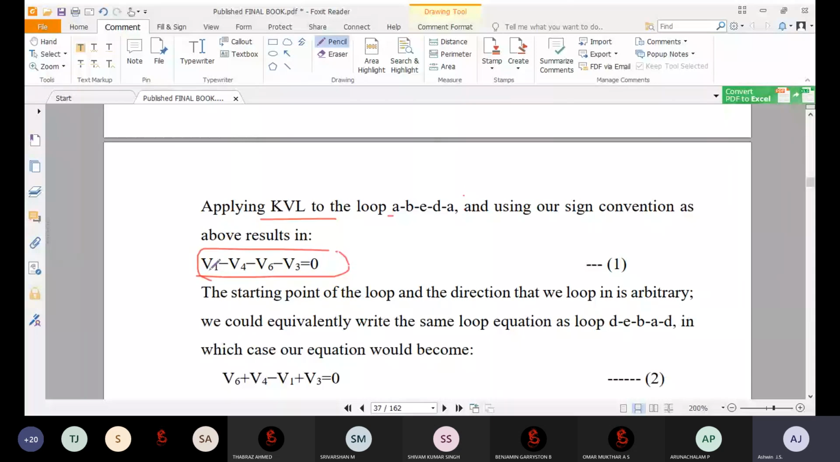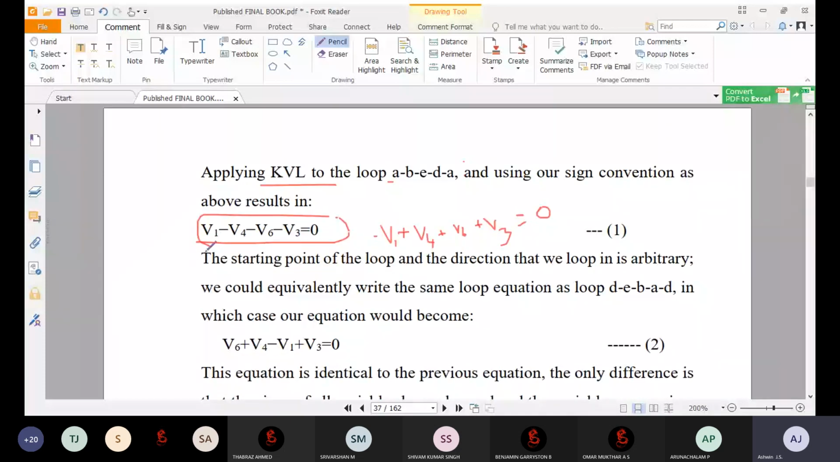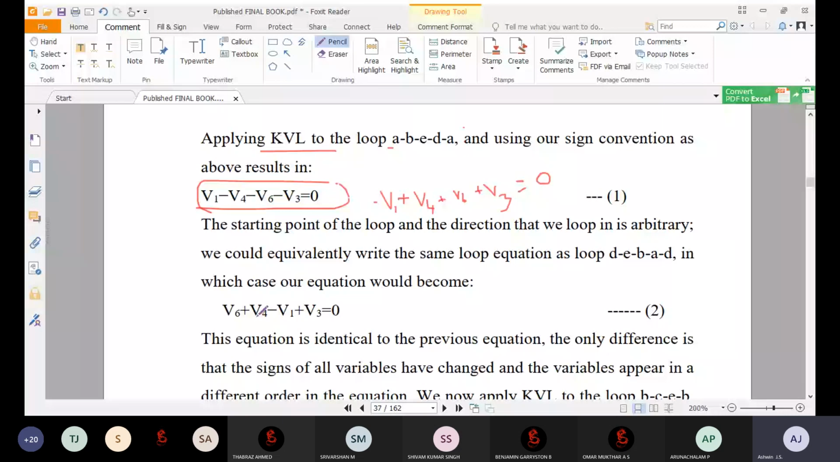If I apply negative, then your equation will become like this: minus V1, and remaining all will become positive, plus V6 plus V3 is equal to 0. Why? Because it is equal to 0, so I can change the sign based upon our convenience. V1 is giving the supply and V4, V6, V3 are consuming that supply. So V1 is represented as voltage source and the remaining are the components which have the drop. Similarly, here also you can consider likewise.